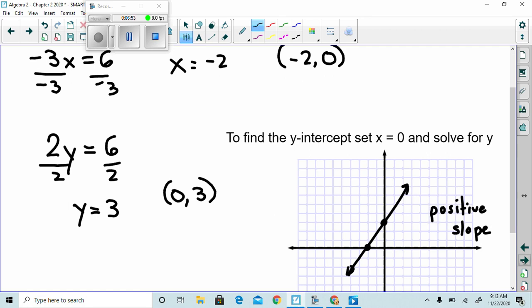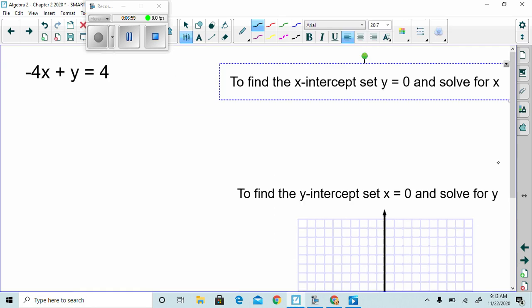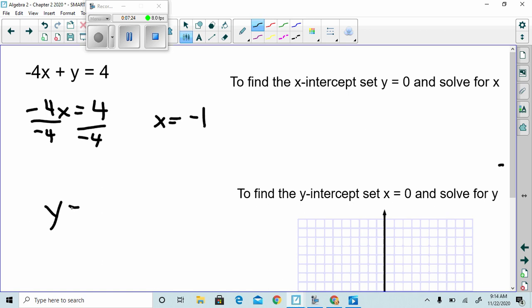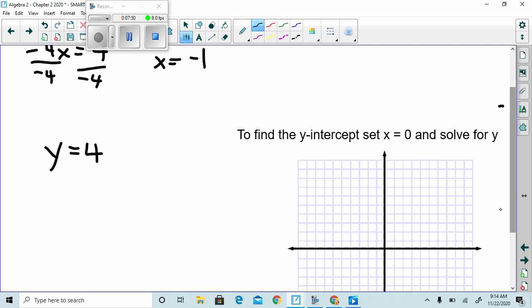On to one more problem of this type. Again, looking at this, we see that we have to solve for our x-intercept. It doesn't really matter which one you solve for first. I'll divide both sides by -4, and I find my x-intercept to be equal to -1. Now when x is equal to 0, it eliminates and I don't have to do any work. Y is just equal to 4. Time to graph. X is -1. Y is 4.